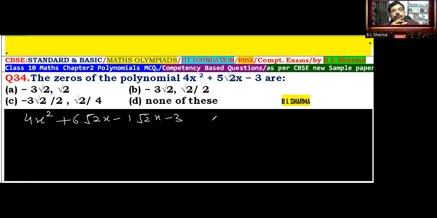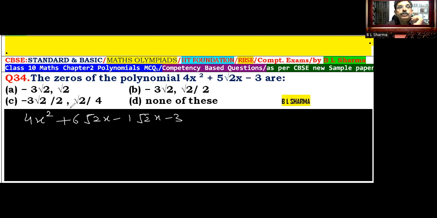Because to find out the values of the zeros of a quadratic polynomial, we have to factorize. And most of the time we have to factorize by splitting the middle term. That is why splitting the middle term for factorization of a quadratic polynomial is very, very essential, very, very important for you.